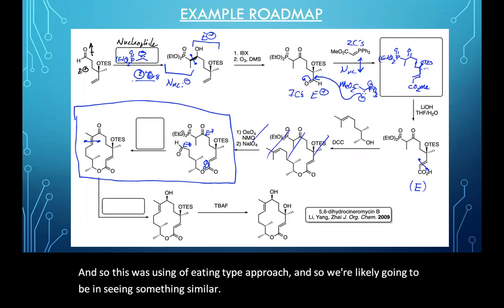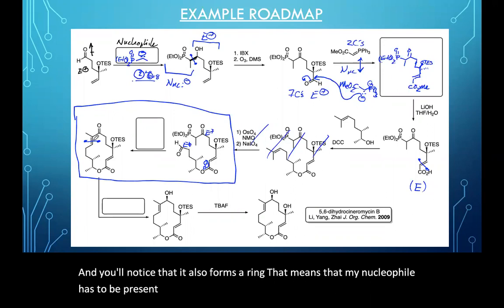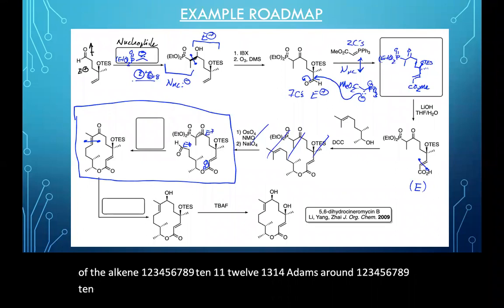And you'll notice that it also forms a ring. That means that my nucleophile has to be present. So if we just count around, and I'll start from this end of the alkene, 1, 2, 3, 4, 5, 6, 7, 8, 9, 10, 11, 12, 13, 14 atoms around. This has to become my nucleophile.